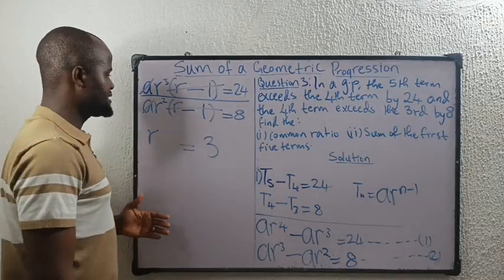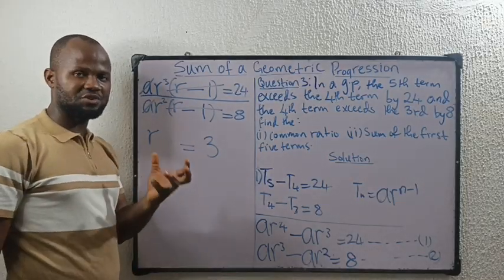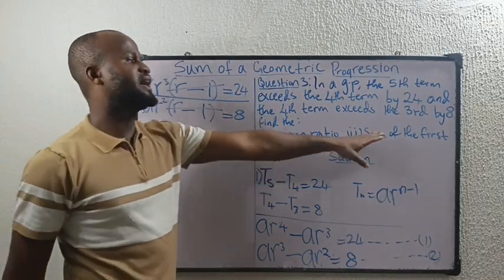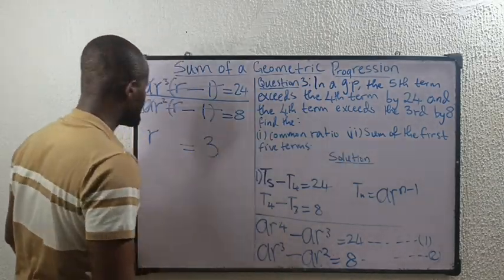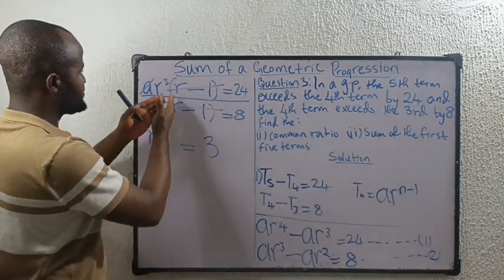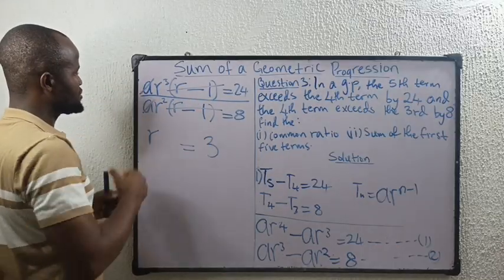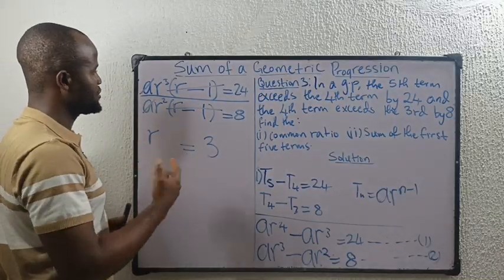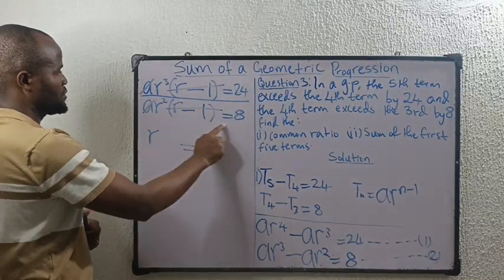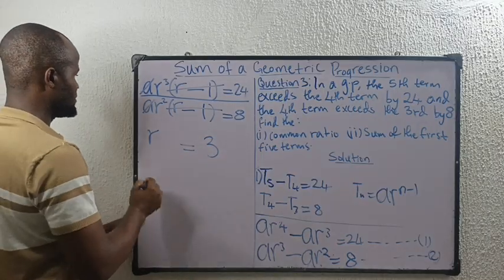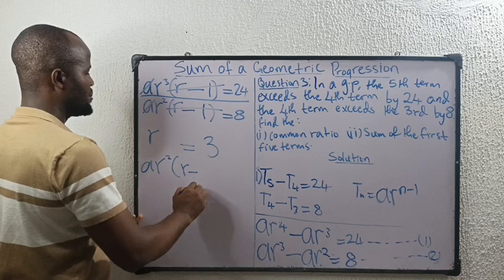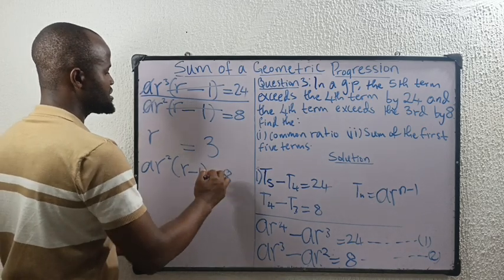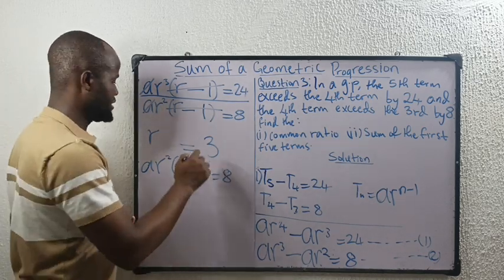So now I need to find my first term, which is A, before I could even go ahead to solving this one, because I need A for this. So what's my A? Just go back to any of this and input the value of your common ratio, and then you're going to find your A. So we're going to use the second one here, all right, which is AR raised to the power of 2 bracket R minus 1. So wherever we see R, we're going to put 3.